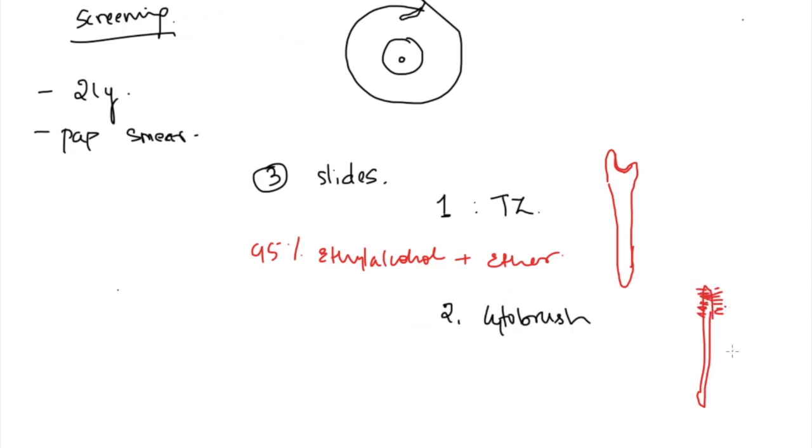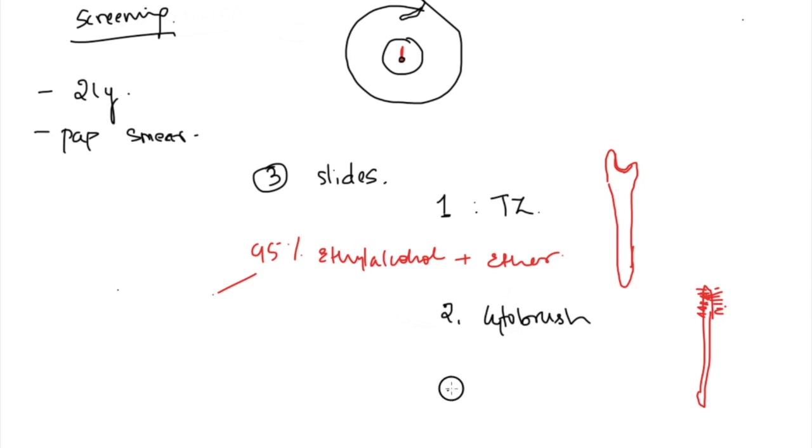It's basically like a brush. Okay? And this looks really mutated and all. Basically, it looks like a brush. You could just Google up the images. So what happens with the brush is it goes here. It goes into your os. So you get samples from the endocervix. Again, you put it on the slide, put the same thing and fix.